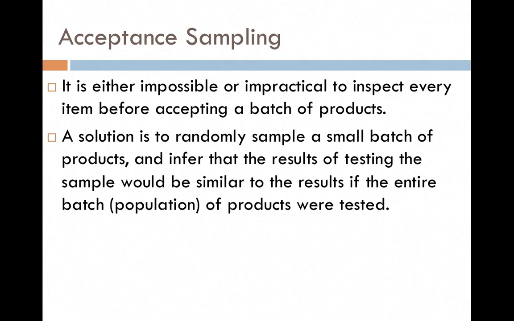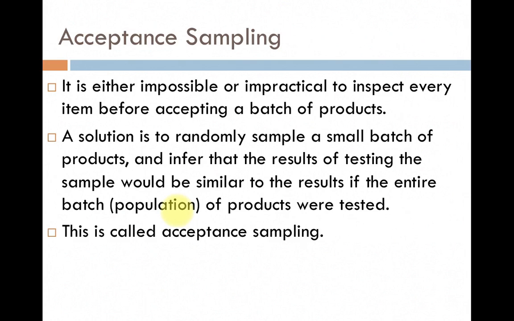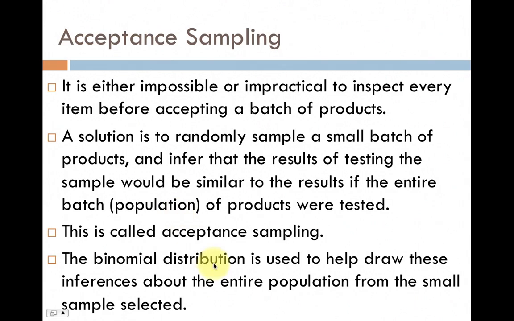One of the very first things we talked about in this class was, if we have a random sample, it's truly representative of the population. So our goal is to randomly sample our batch of products, test that small sample, and if we accept the sample, then we will accept the population, because we're going to assume that the sample is representative of the population. This is what is called acceptance sampling. The binomial distribution is used to help draw these inferences about the entire population from a small sample selected.